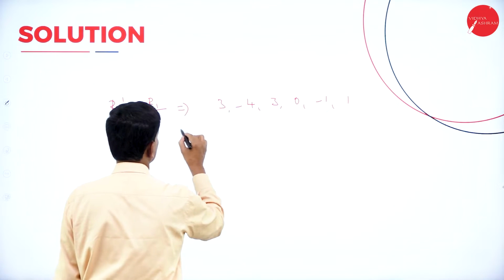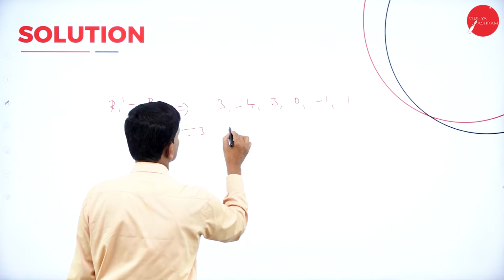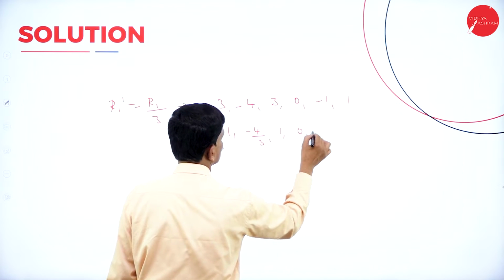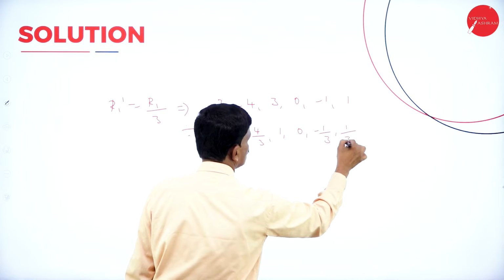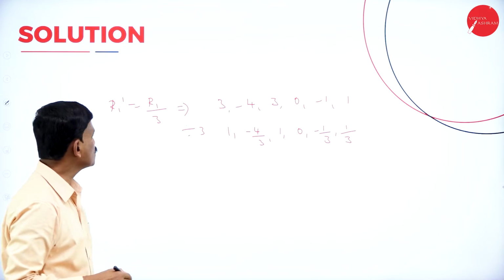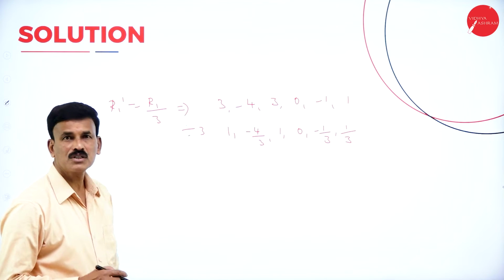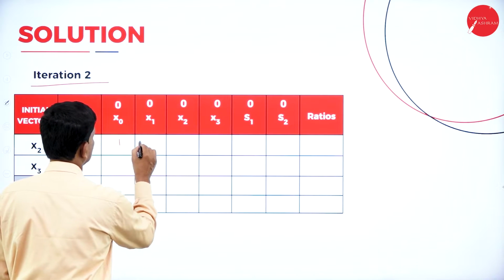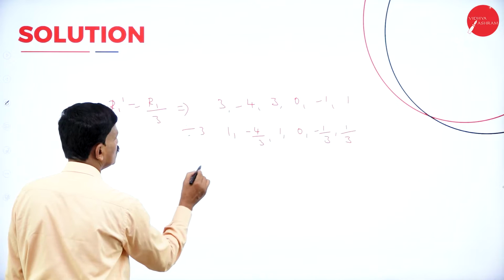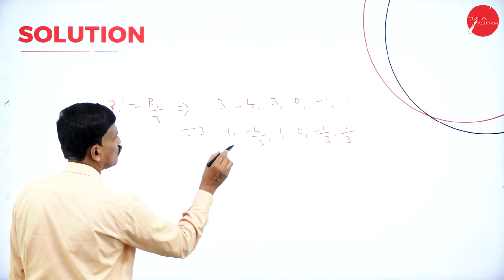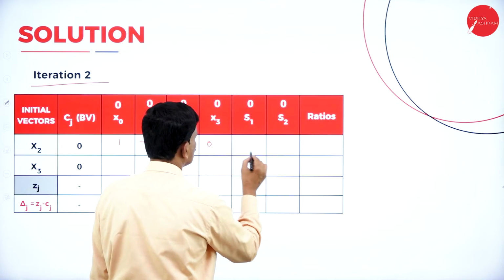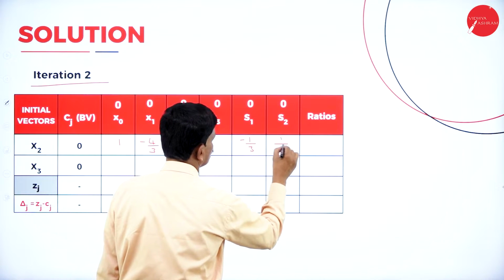So if you divide by 3, what will you get? 3 by 3 is 1, minus 4 by 3, 3 by 3 is 1, 0, minus 1 by 3 and plus 1 by 3. These are the values of R1 dash. So R1 dash, I will substitute here: 1, minus 4 by 3, then 1, 0, minus 1 by 3, plus 1 by 3.